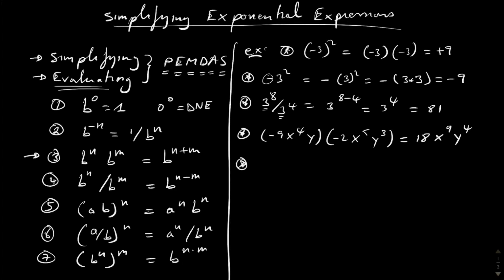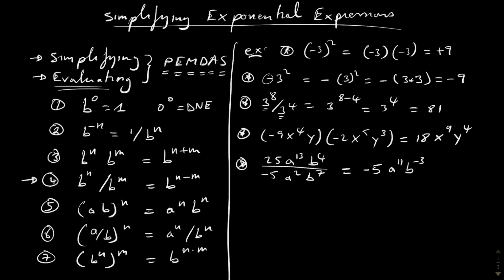Next one here is going to be involving divisions. So we have 25 times a to the power of 13 times b to the power of 4, all divided by -5, a to the power of 2, and b to the power of 7. And so that should give us, if you look at the numbers first, and using rule number 4, you're going to have -5 times a to the power of 11, that's 13 minus 2, times b to the power of -3, because that's 4 minus 7.